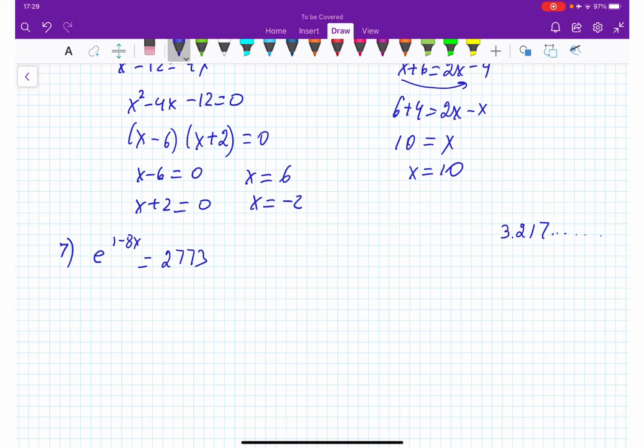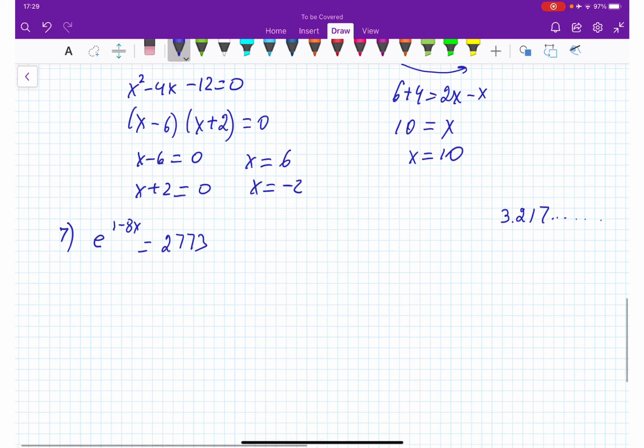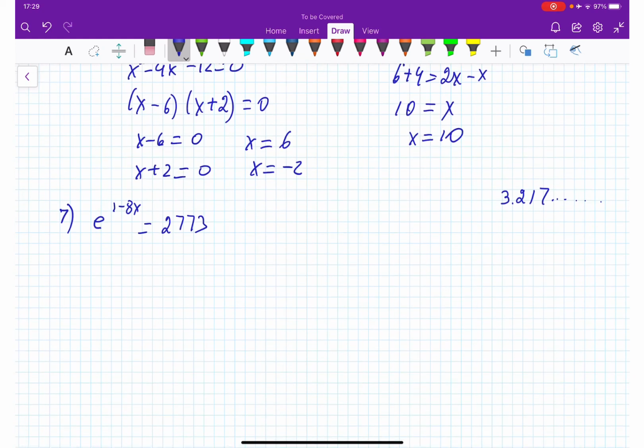So what I'm going to do, since here there is no way I can represent 2.773 as base e in some power, I can apply second method of solving the exponential equation, assign logarithms. Since I have e, I'm going to assign logarithm, natural logarithm, to both sides. I'm going to take natural logarithm here and here. This is going to be e to power 1 minus 8x equal natural logarithm 2.773.